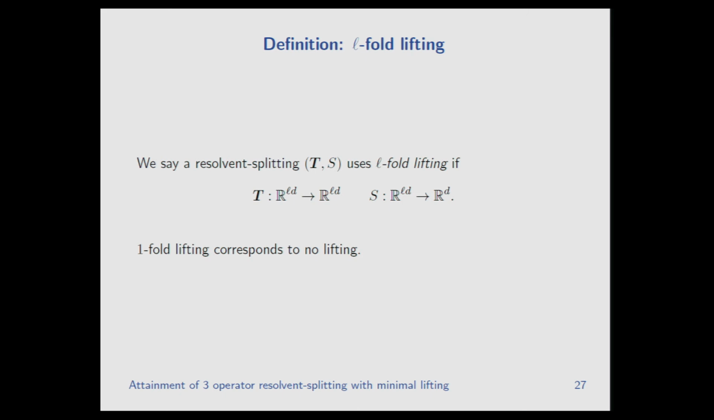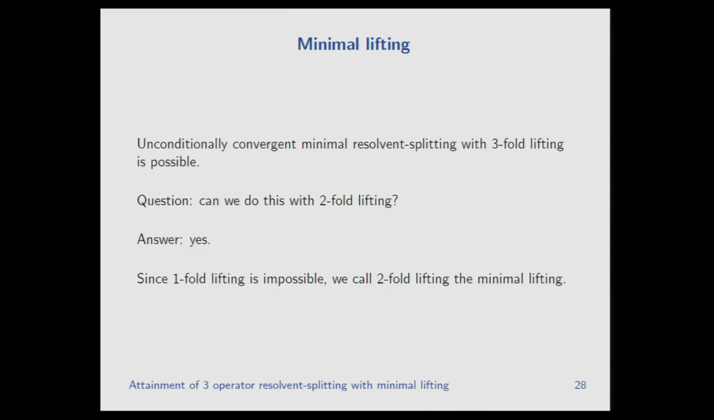So let me quantify the notion of lifting. I'll say a resolvent splitting uses L-fold lifting if we map T from RLD to RLD. So this is a fixed point mapping, so it has to be mapped onto itself. And the solution mapping should take the iterate in RLD to RD, because RD is the original problem dimension. And under this definition, for clarification, one-fold lifting corresponds to no lifting. So we can obtain an unconditionally convergent minimal frugal resolvent splitting with threefold lifting. We cannot do it with one-fold lifting.